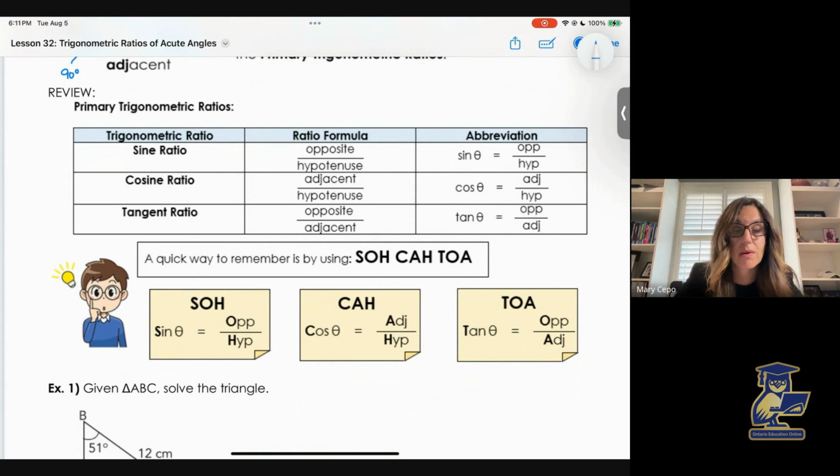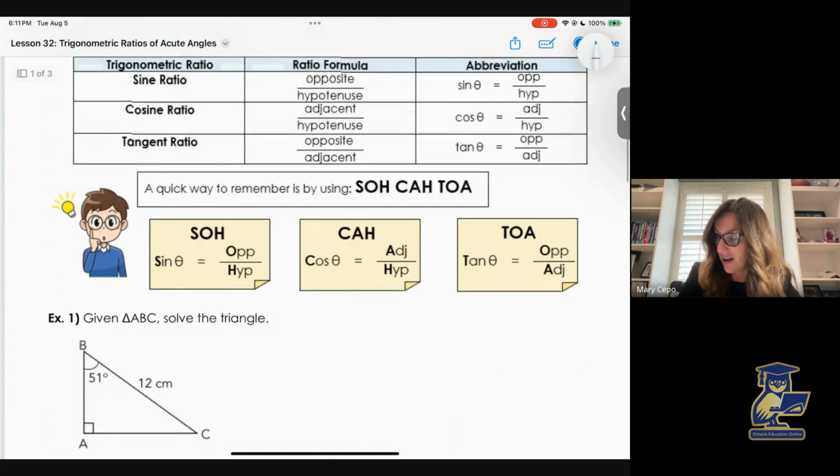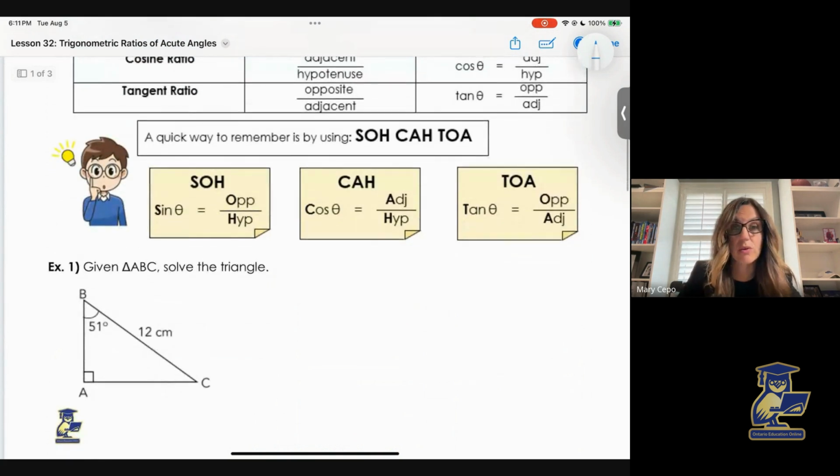A quick way to remember the trigonometric ratios would be the acronym SOHCAHTOA. And this is something that stuck with me when I was in high school. It just gives us an easier way to remember which two sides each ratio is comparing. So sine, SOH, opposite over hypotenuse. CAH, cosine, adjacent over hypotenuse, A over H. And TOA, tan, opposite over adjacent.